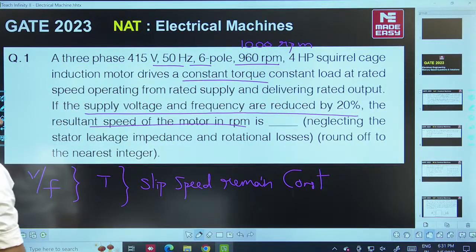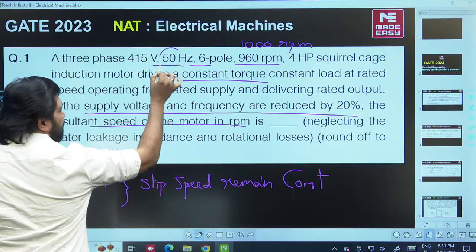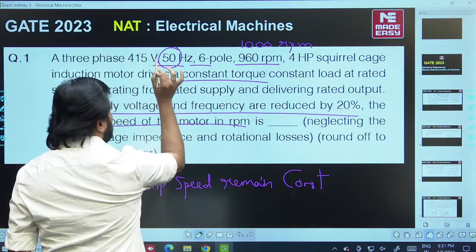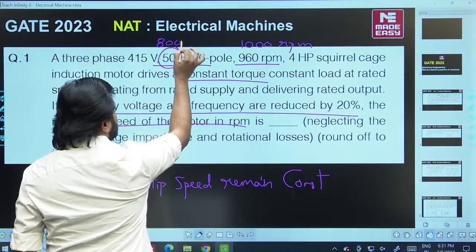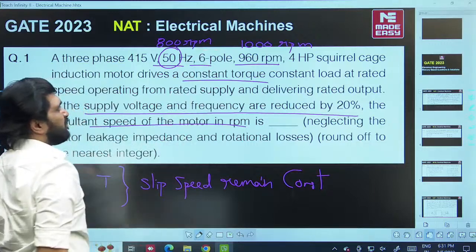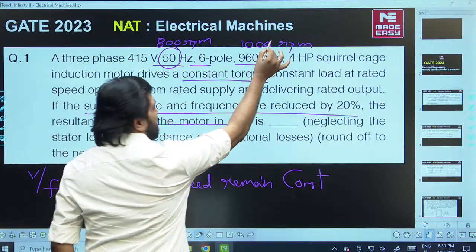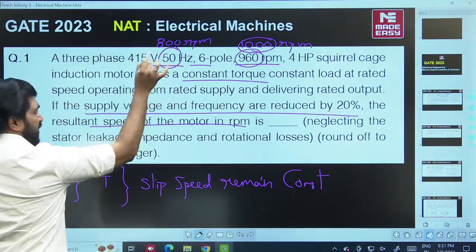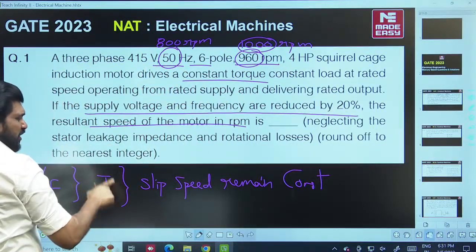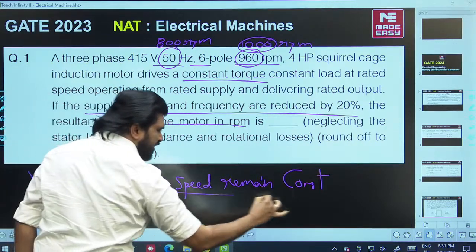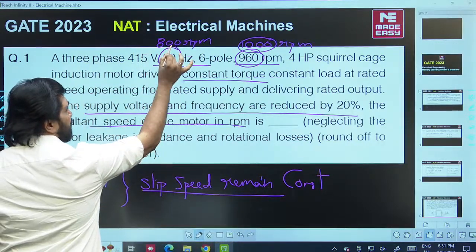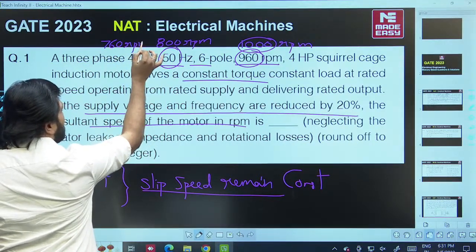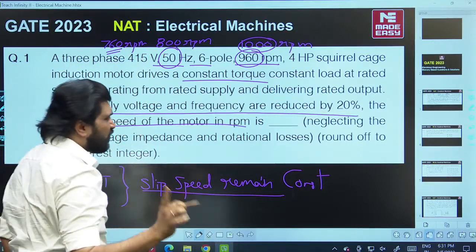When the frequency is reduced by 20%, 50 Hz becomes 40 Hz. Then synchronous speed will be 800 rpm. Previously, synchronous speed is 1000, operating speed is 960. Now as frequency is reduced by 20%, this is V by F speed control under constant torque condition, so slip speed remains constant. If the synchronous speed is 800, the operating speed will be 760 rpm. Directly you can see the answer. This is one way of solving.